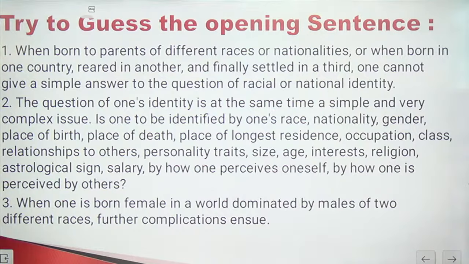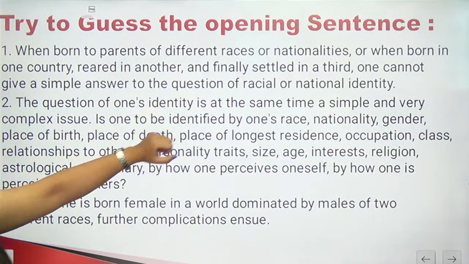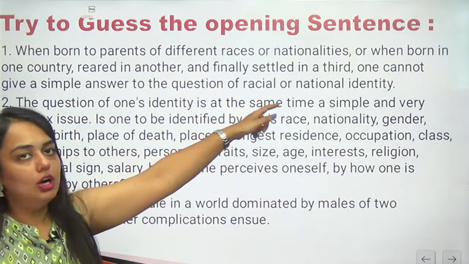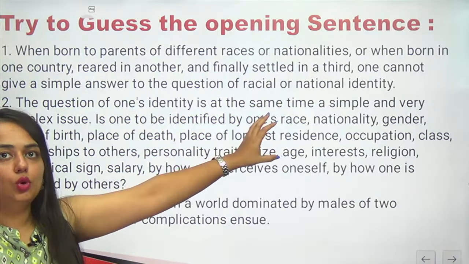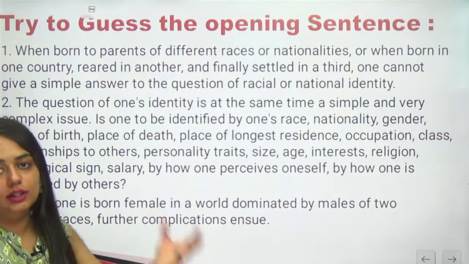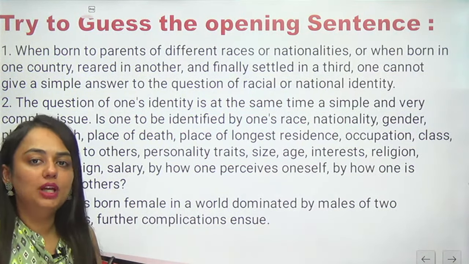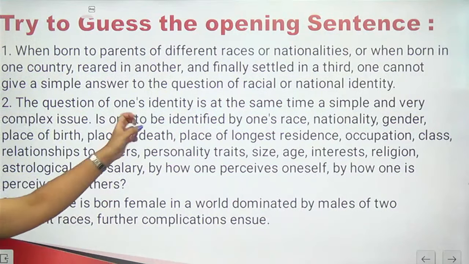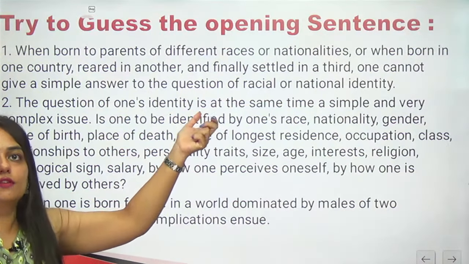Yes, guys. So the first sentence is, when born to parents of different races or nationalities, or when born in one country, reared in another, and finally settled in a third, one cannot give a simple answer to the question of racial or national identity. So by now we know we are talking about people who are born in a country which is other than their native country, and then after being born in a particular country they are reared in another country. So for them, nationality or racial identity becomes difficult.